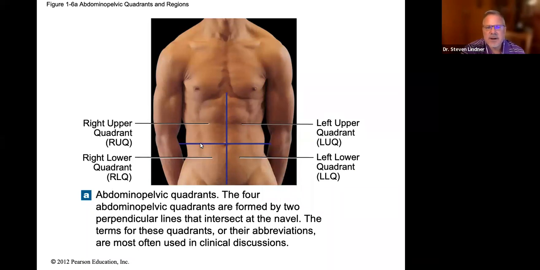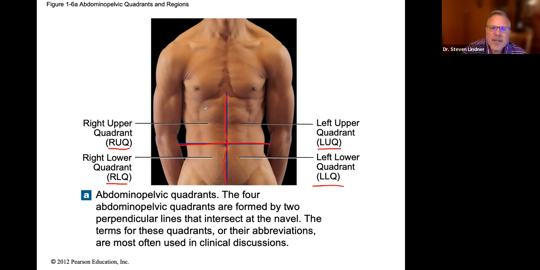In this short video, we're going to be looking at quadrants. You can see here we have this vertical line running right down the center, and then we have a horizontal line going this way. And then we divide the body into four quadrants. We have a right upper quadrant, a right lower quadrant, a left upper quadrant, and left lower quadrant.